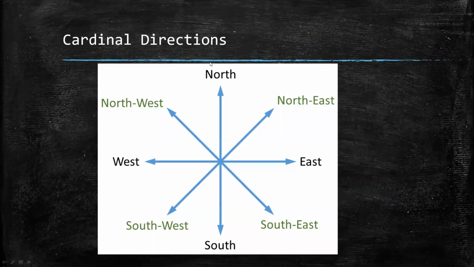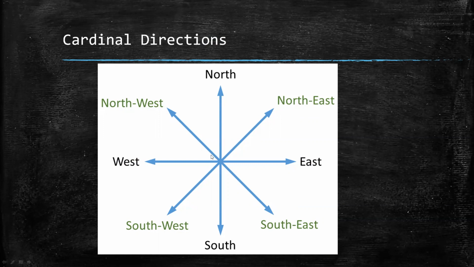These are your cardinal directions. As you can see, north, south, west, and east. These are your four basic directions, and we usually use N, S, W, and E initials for these directions.